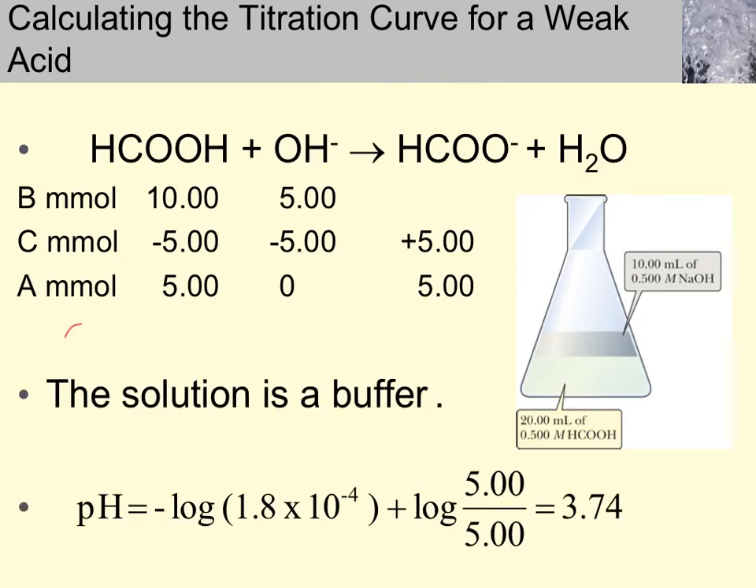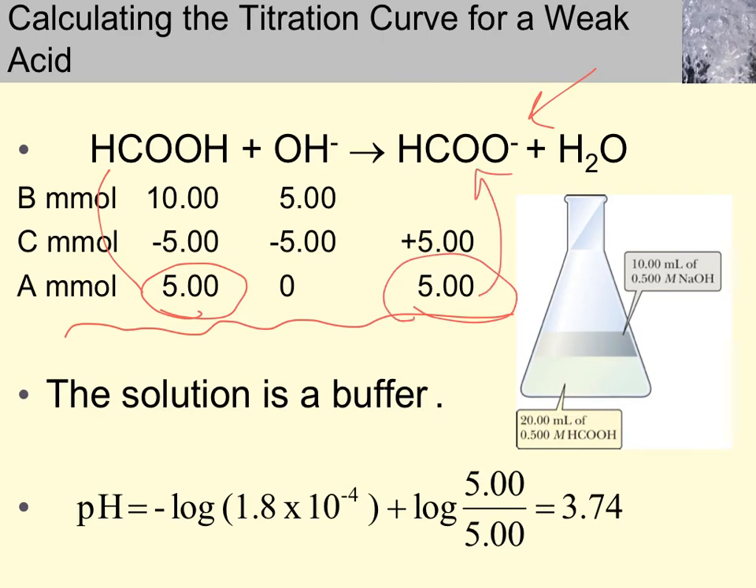Check and see that you set up your mole table first. Remember, even if you're able to do this mole calculations in your head, on a test you need to show your work. Hopefully you got this from the mole table, that you have 5 millimoles of the original formic acid left, and you have formed 5 millimoles of the conjugate base. In other words, you were at the halfway point.